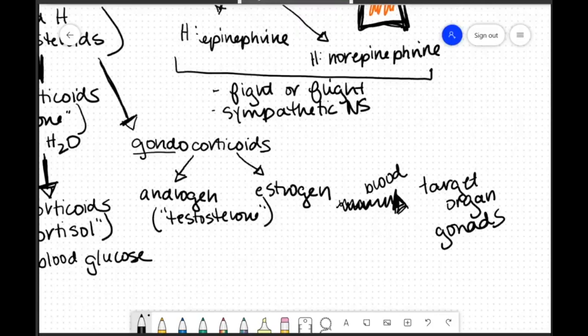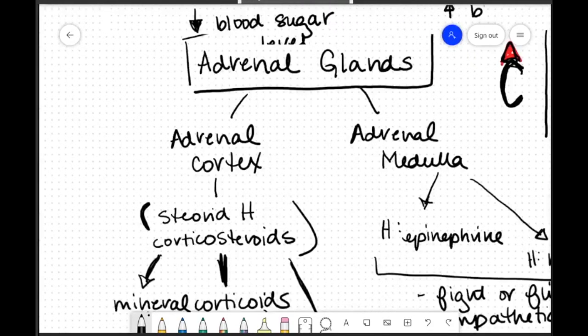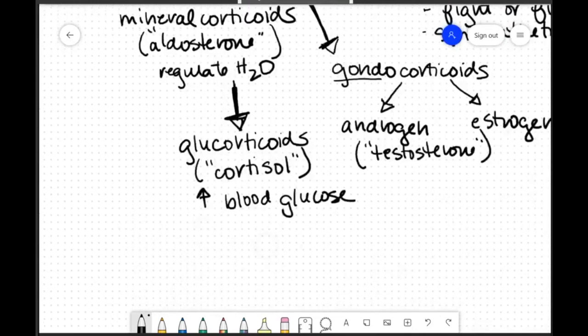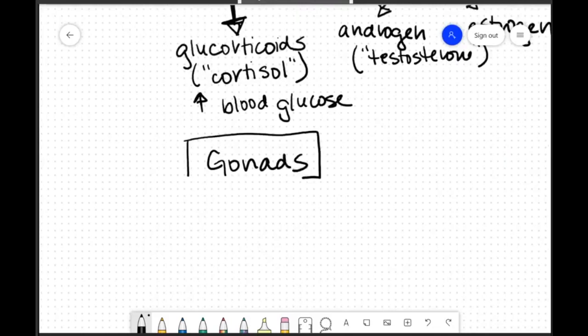Also, to go on to the next level, this was all of our adrenal glands, but we also said our gonads were endocrine glands. So now let's just move on to those. So your gonads, there are two different types. There's the female gonad, and then there's the male gonad.